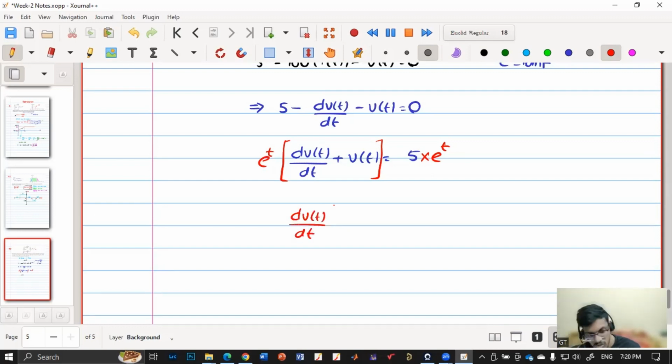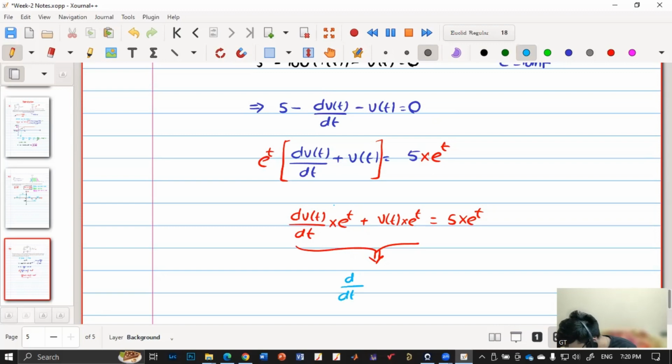And I hope everyone is solving. Don't just listen to whatever I'm saying. You also do the calculation, then only you'll know how to solve. You might be making mistakes, so you'll know where you are making a mistake and you can rectify it in the exam. So the LHS I can write as d by dt of V of t into e to the power t, and the RHS is 5 into e to the power t.